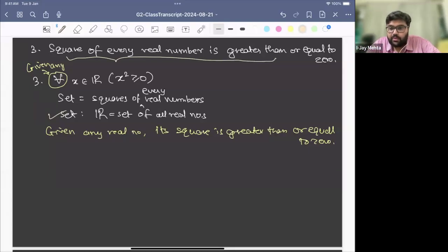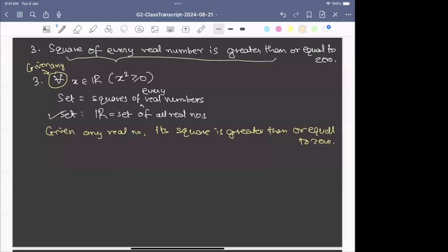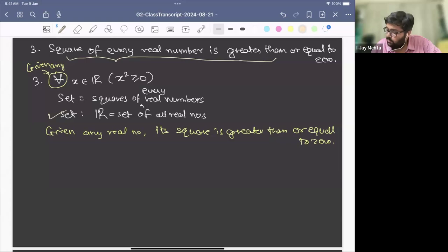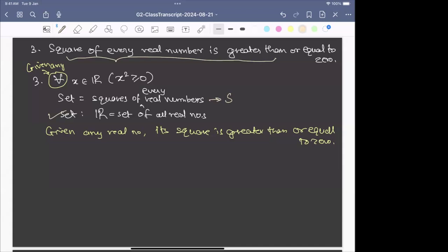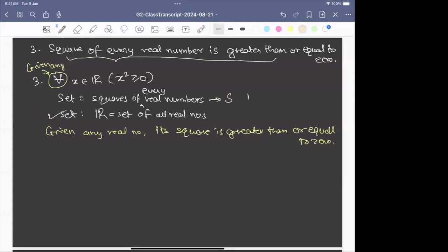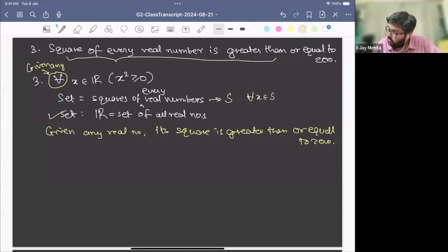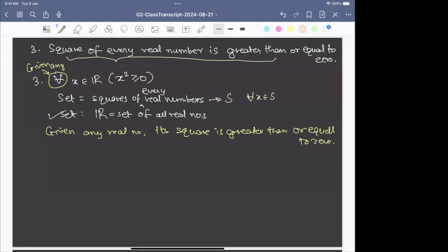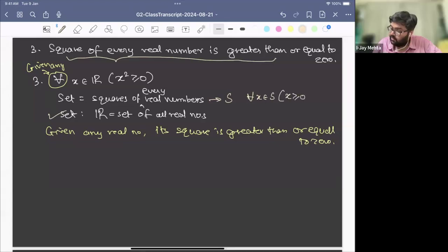Yeah, Takshak, you have a question? Sir, what if we choose the first set and try to change? Yeah, so we call this set S, the set of all squares of real numbers. Then how can you write it in terms of quantifiers? Given any x belonging to S, such that x is greater than or equal to 0. Yes, x is greater than or equal to 0. So then it will be this.